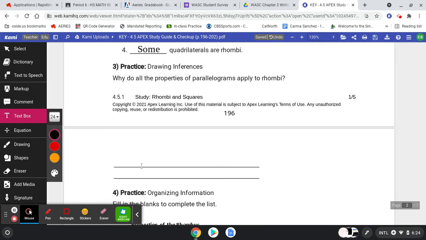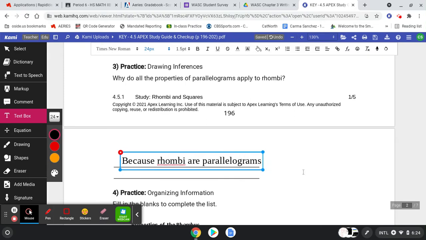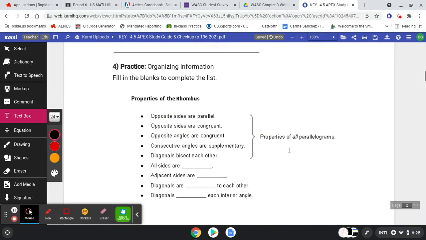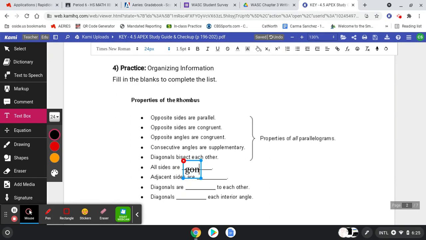Why do all of the properties of parallelograms apply to rhombi? Because rhombi are parallelograms. So here's all of the properties of parallelograms that we saw from the exposure last week. And then we now are adding what makes a rhombus specifically.